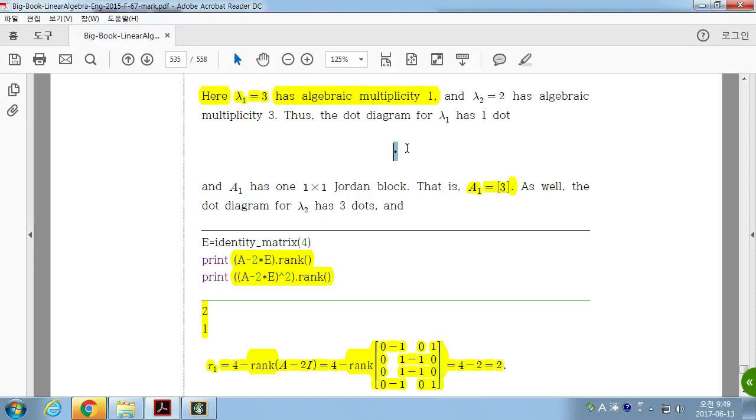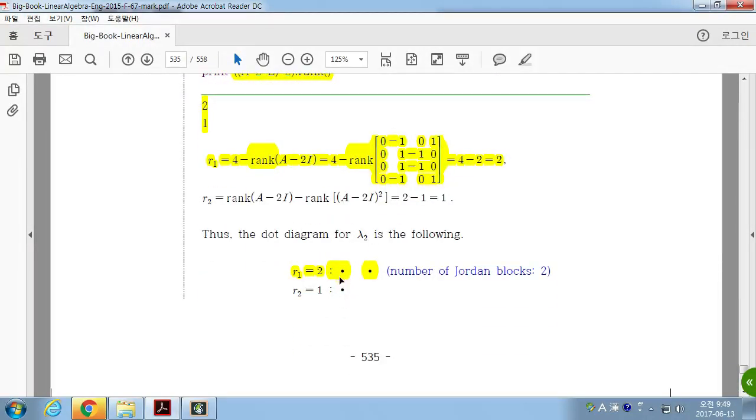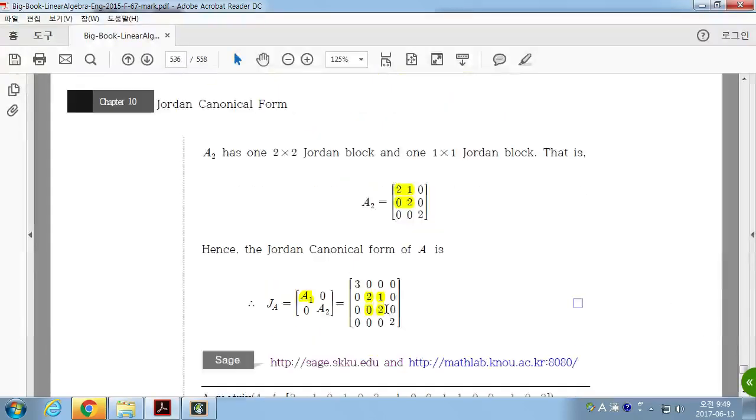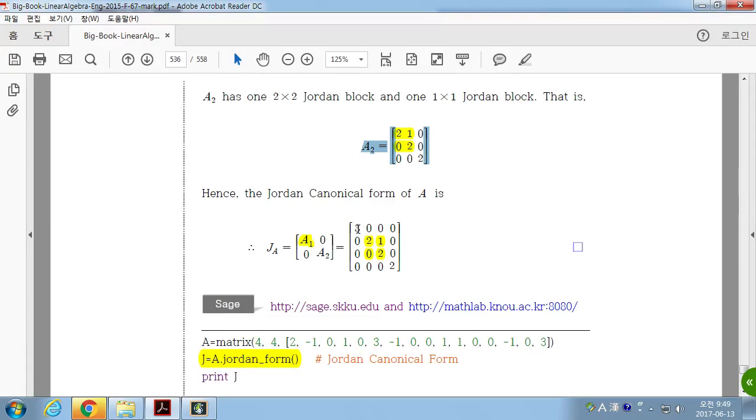One is 2 by 2, and one is 1 by 1, for eigenvalue lambda 2 here. We have a 2 by 2 Jordan block and a 1 by 1 Jordan block for the eigenvalue lambda 2. So for lambda 1, we have only 1 dot, which says we have 1 Jordan block of size 1, and we have 2 Jordan blocks for eigenvalue 2, like this.